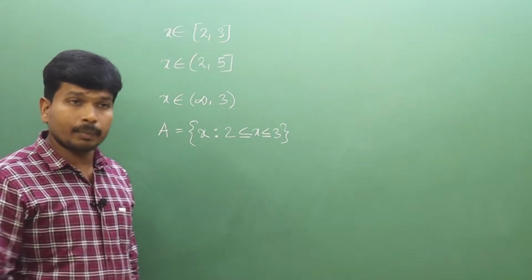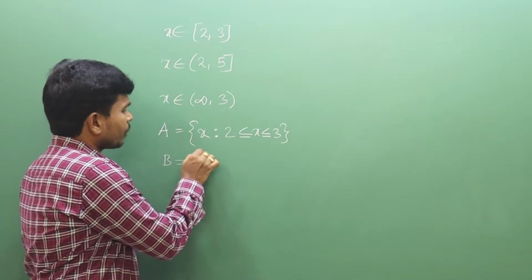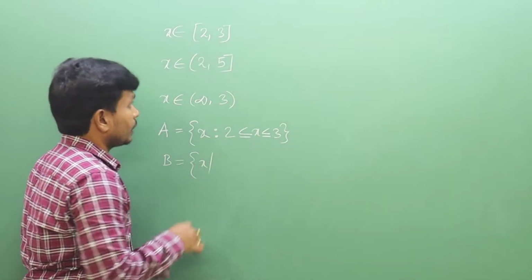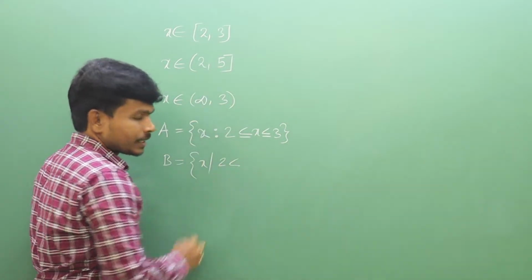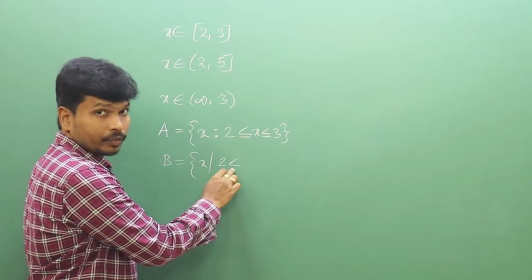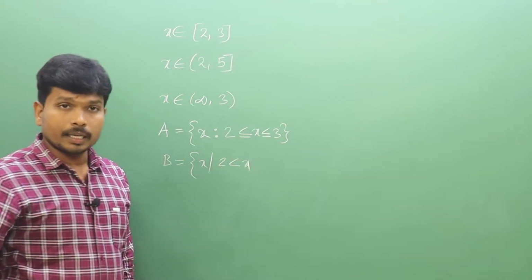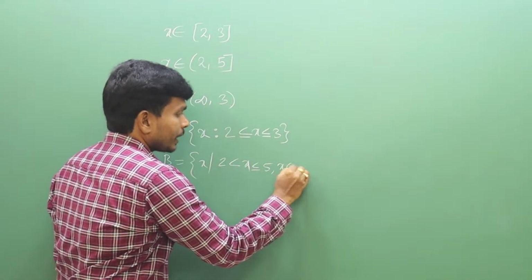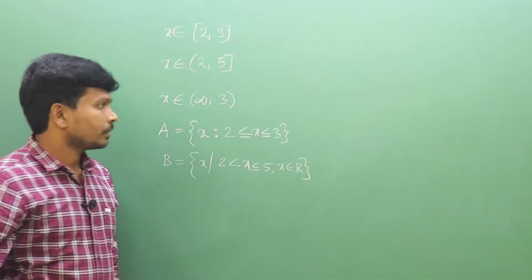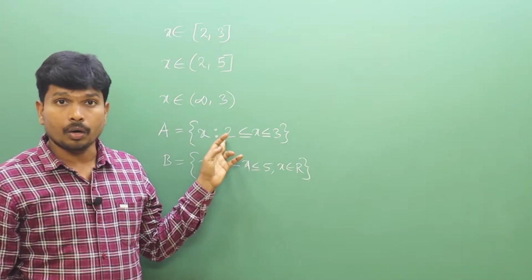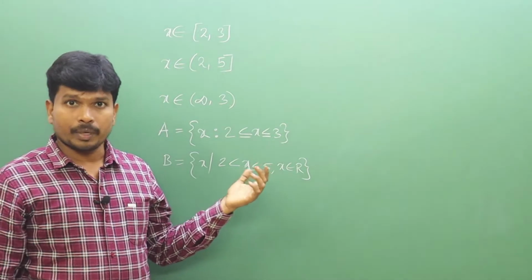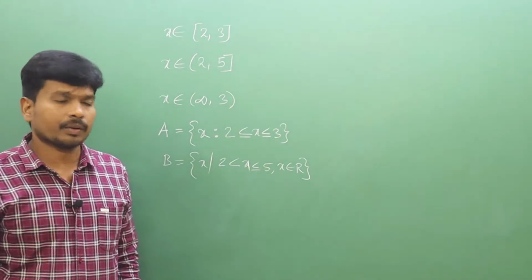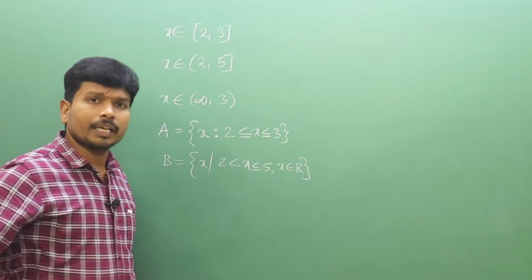Change the second question into set builder form. Suppose that set is denoted by B. x such that 2 strictly less than x less than or equal to 5. You shouldn't take 2, so that's why the equal to symbol should not be taken. Here x is a real number. That also must be mentioned, whether x is an integer or a rational number or anything. Suppose they did not mention, then definitely you take real numbers.